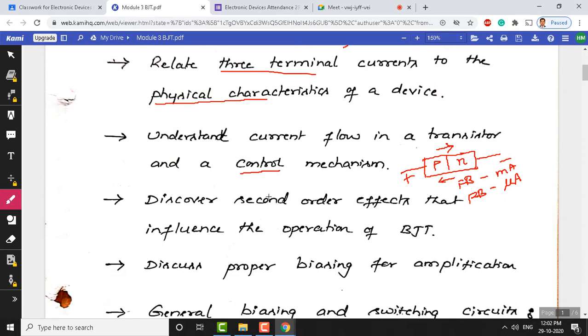We need to discover even second order effects. Second order effects, in the sense, there is a tunneling effect, the hot electron concept. Those phenomena are called second order effects. For the time being, we suggest ignoring second order effects, because they make our understanding difficult while understanding the operation of the BJT. Later on we can include them in our BJT and see how exactly second order effects affect the performance of the BJT, that we can take up at a later stage.